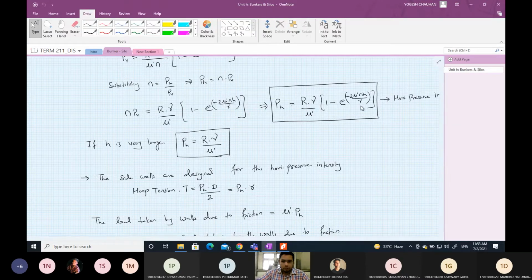And this is the horizontal pressure formula. Now here we are using the term in terms of hydraulic mean depth. So this R by 2 is actually the hydraulic mean depth. So we can write R, the hydraulic mean depth, times unit weight divided by mu dash, whole multiplied by 1 minus e raised to the power minus mu dash k. N is actually k, we have used it as k. Okay, so this formula we will be using.